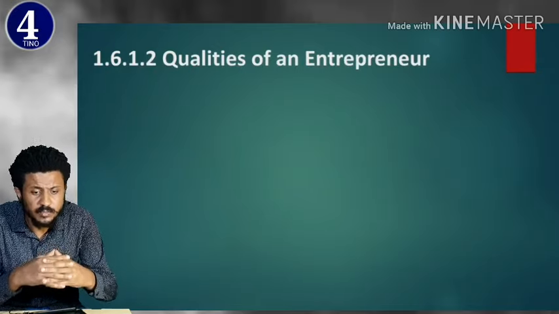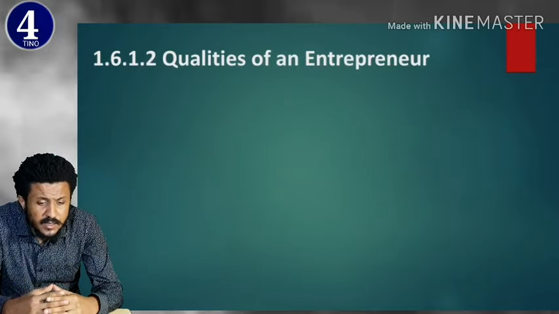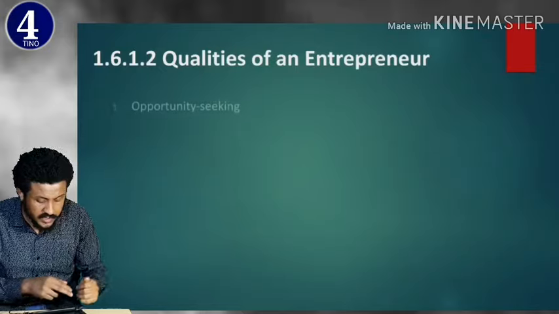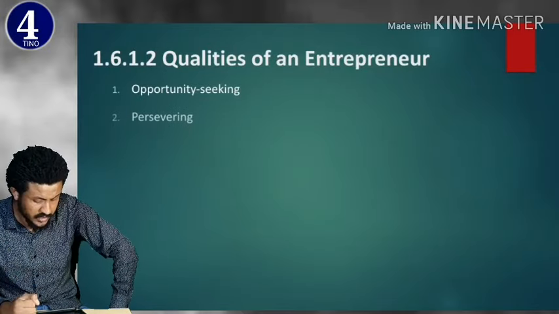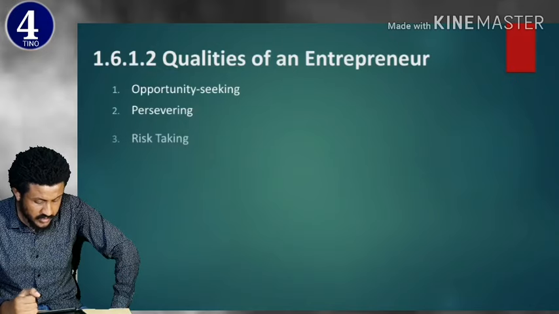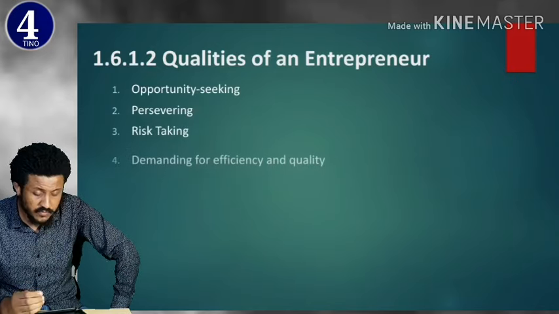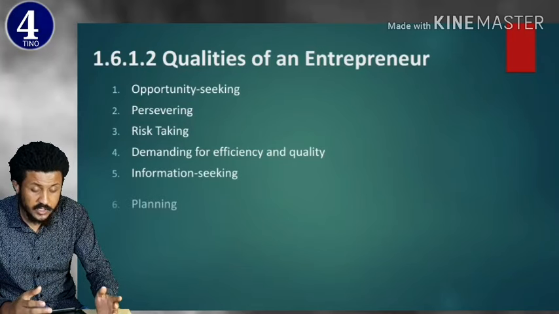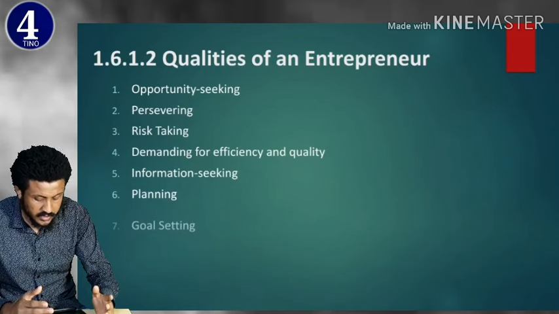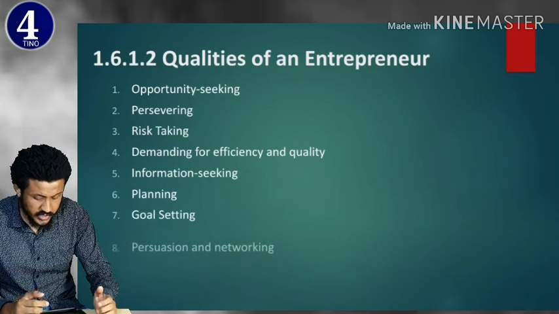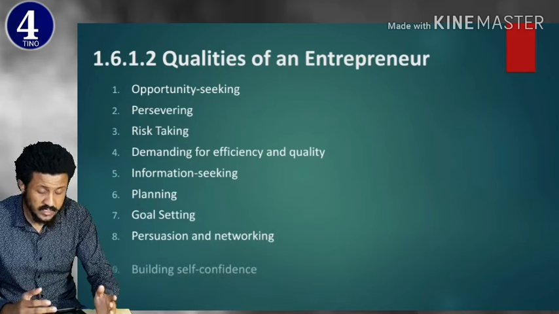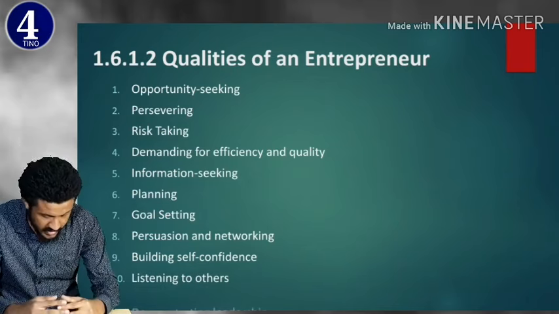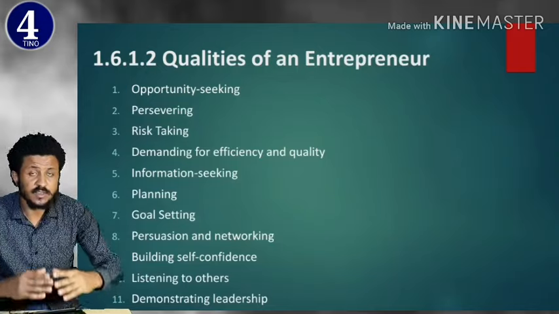Going to the second part of the entrepreneurial mindset, we get the qualities of an entrepreneur. We will list and look at these qualities. The first one is opportunity seeking. The second is persevering. The third is risk taking. The fourth is demanding for efficiency and quality. The fifth is information seeking. The sixth is planning. The seventh is goal setting, and the eighth is persuasion and networking and building self-confidence. Next we have listening to others, and finally we will be looking at demonstrating leadership qualities of an entrepreneur.